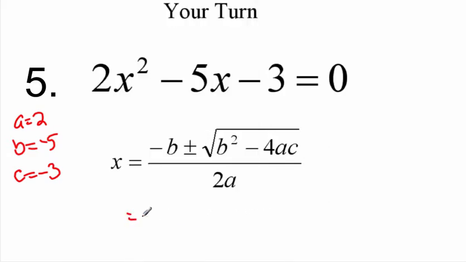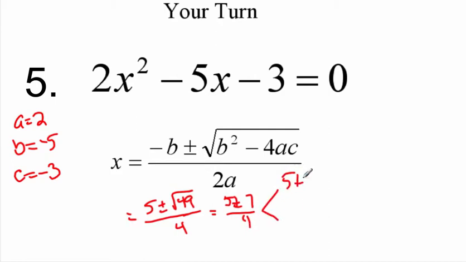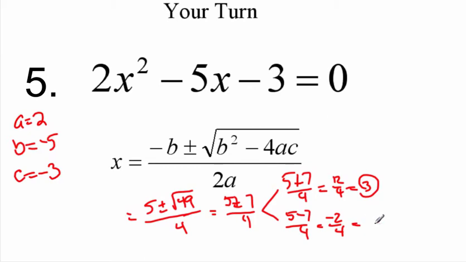So this is going to get me x equals 5 plus or minus the square root of 49, all that over 2 times 2, which is 4. So this is going to get me 5 plus or minus 7 over 4, which gives me my two solutions from here. 5 plus 7 over 4, 5 minus 7 over 4. This works out to be 12 over 4, which is 3. And this works out to be negative 2 over 4, which is negative 1/2.